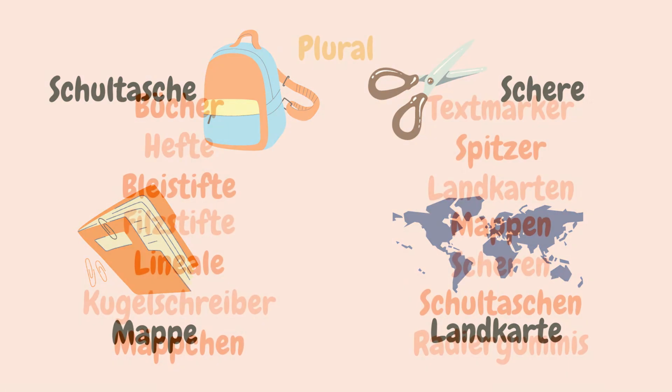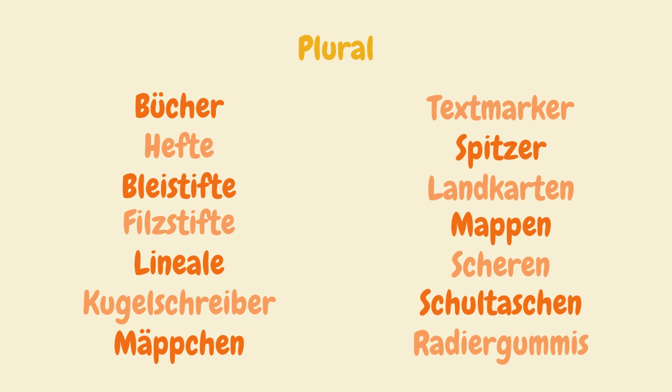Let us see plural form of all these words. Die Bücher, die Hefte, die Bleistifte, die Filzstifte, die Lineale, die Kugelschreiber, die Mäppchen, die Textmarker, die Spitzer, die Landkarten, die Mappen, die Scheren, die Schultaschen, die Radiergummis.